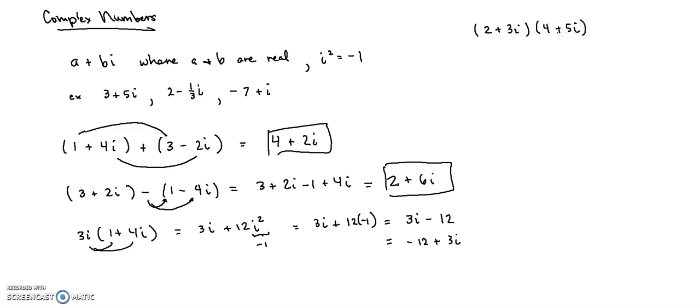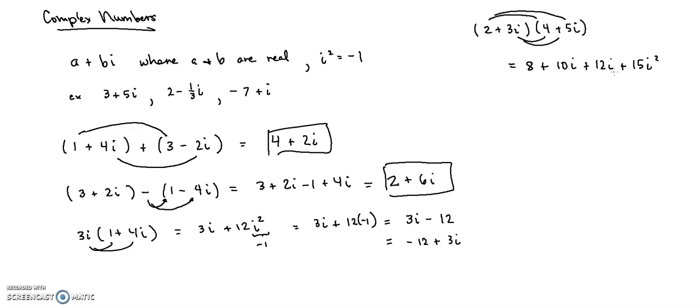Okay, this should look familiar to you. Just like if these were x's, we're going to FOIL this out. So we get 2 times 4 is 8. 2 times 5i is 10i. 3i times 4 is 12i. 3i times 5i would be 15i squared.